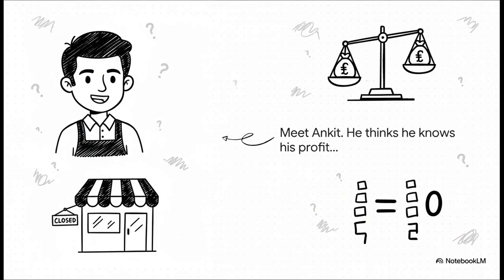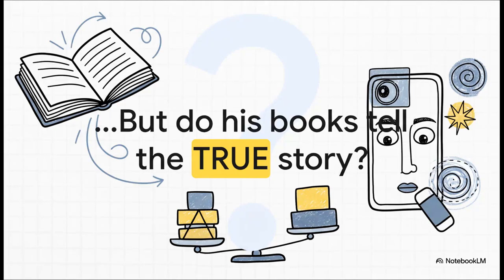Okay, so let's meet the star of our mystery, Ankin. He's a small shopkeeper, and what you're seeing here is his trial balance. Now, if you look at it, everything seems fine, right? The debits equal the credits, all balanced. So he thinks he knows exactly how much profit he's made. But here's the big question. Do his books tell the true story?